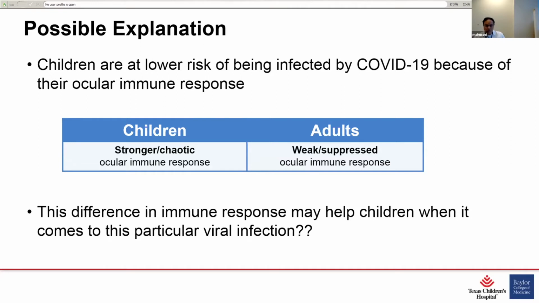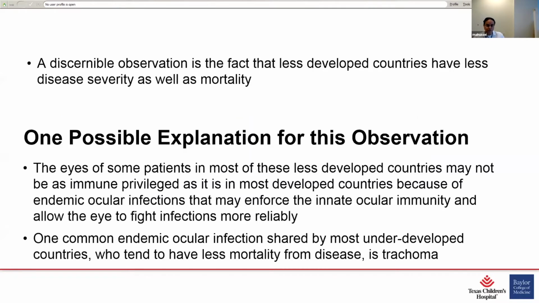The fact that children are at less risk for being infected and with less severe disease can be explained by the ocular immune differences between adults and kids. Adult eyes are an immune privileged organ, which means that they have less immune response or suppressed immune response, which is supposed to be something protective for a very vital organ like the eye. Kids, it's not like that. It's not an immune privileged organ. They actually have the opposite. They have strong immune responses, which may have protected kids, as I will mention in a few seconds.